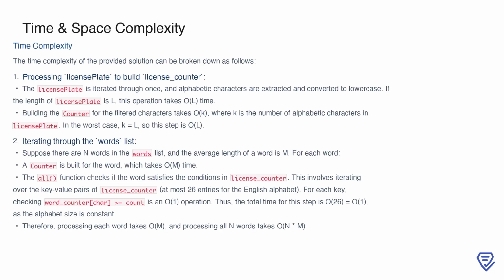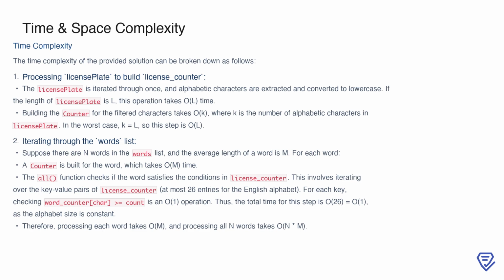Here, we are analyzing the time complexity of the solution step by step. First, processing the license plate to build the license_counter involves iterating through the string and extracting alphabetic characters, which takes O(L) time if the length of license plate is L. Converting these characters to lowercase and building a counter for their frequencies is also O(L), since, in the worst case, all characters are alphabetic.